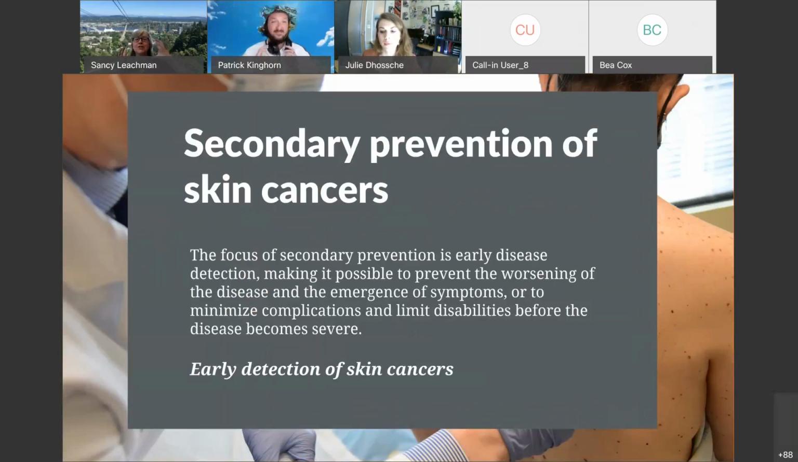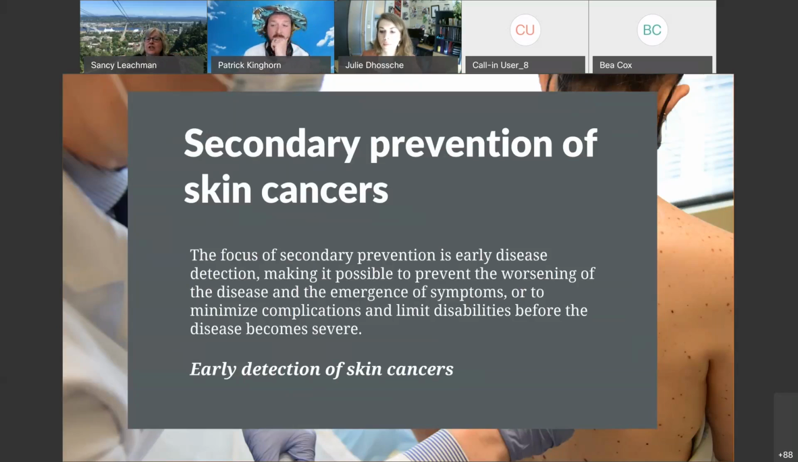So the boot camp, we started with the facts and figures. Then we moved into the primary prevention, right? How do you stop melanoma from happening in the first place? And now what we're going to talk about is, okay, how do we stop it if you do get it? How do we stop it from killing you, basically?